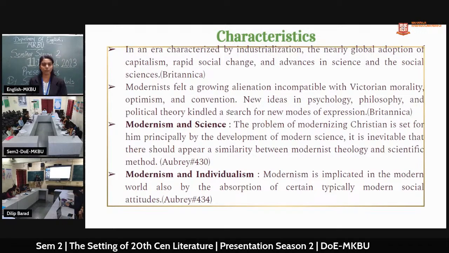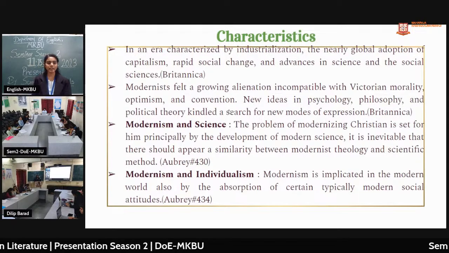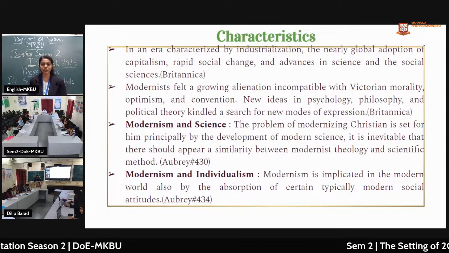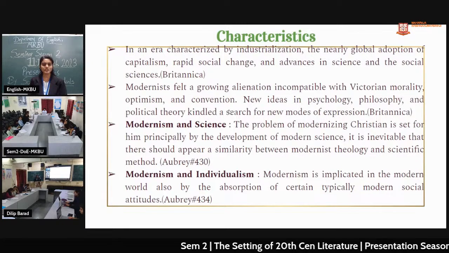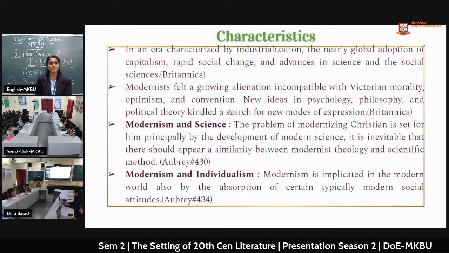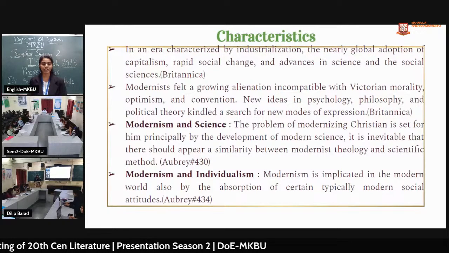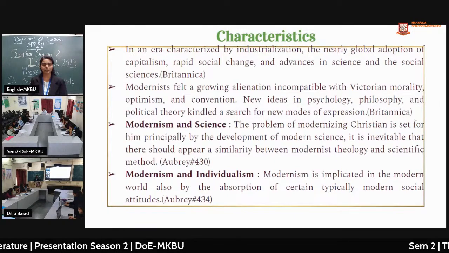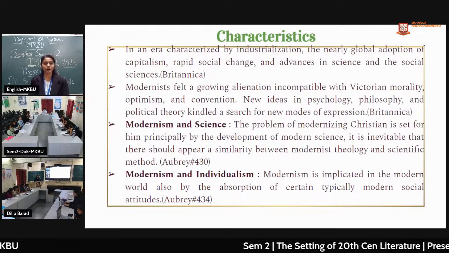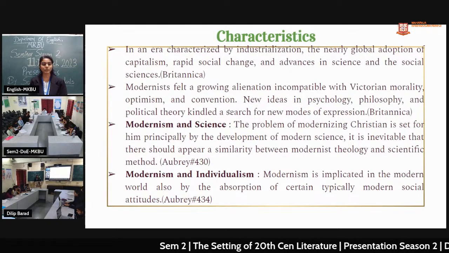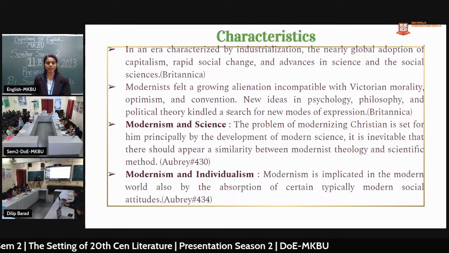Characteristics of modernism: in an era characterized by industrialization, the nearly global adoption of capitalism, rapid social change, and advances in science and the social sciences, modernists felt a growing alienation incompatible with Victorian morality, optimism, and convention. New ideas in psychology, philosophy, and political theory kindled a search for new modes of expression.